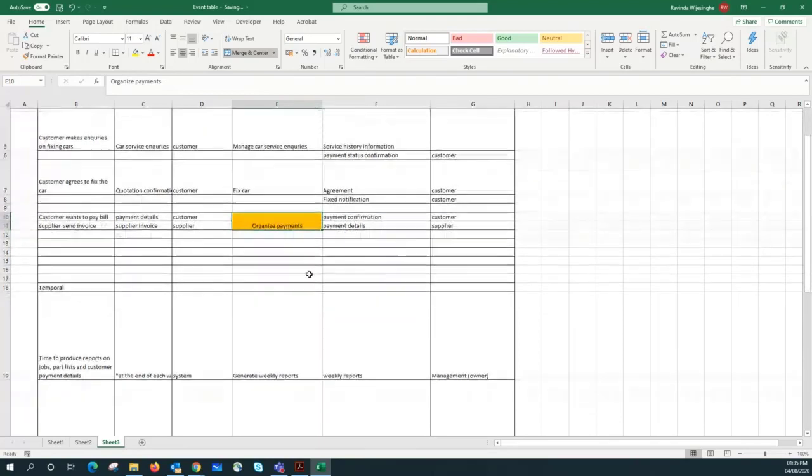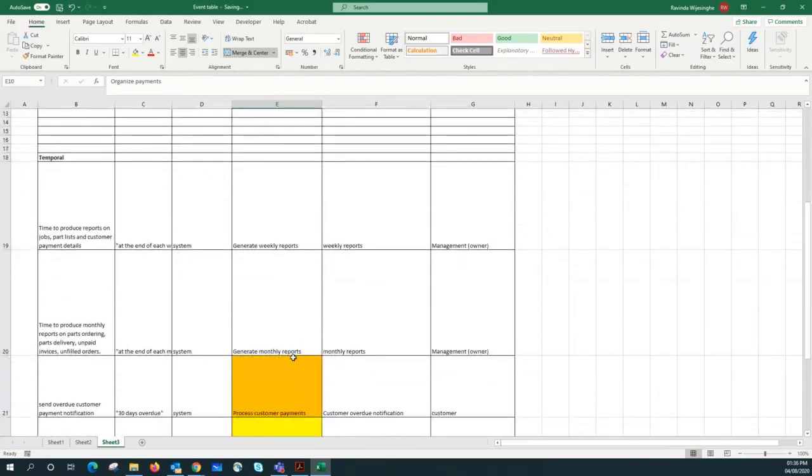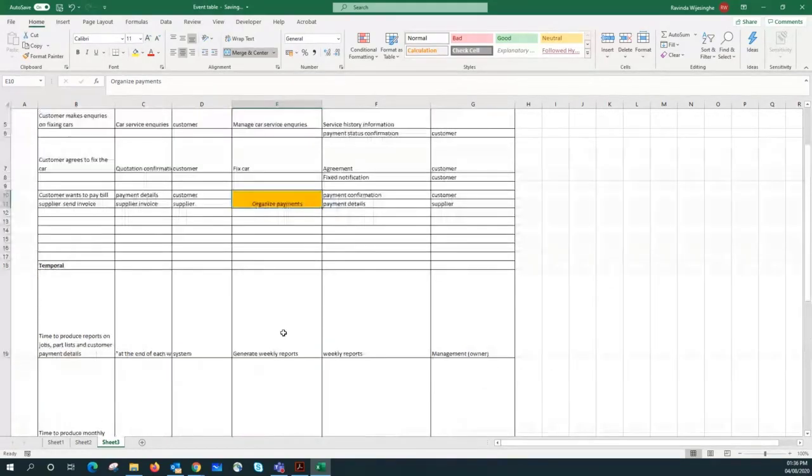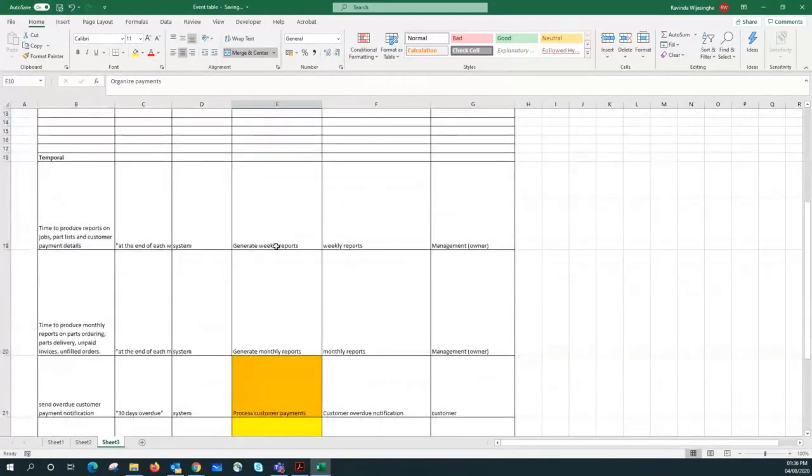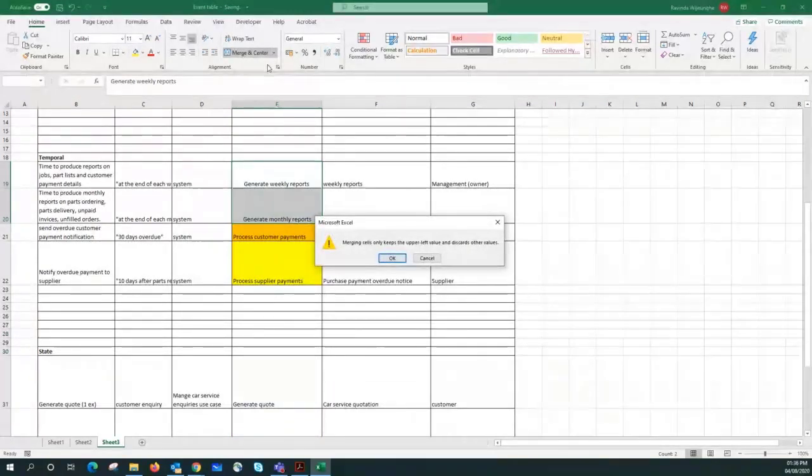And then we have temporal events. Now here in this case, we are again generating reports, right? Generate monthly report and the weekly report. Maybe I may combine these two use cases to form a mega use case called generate reports. Okay, so let me combine these two. So I just merge this actually.